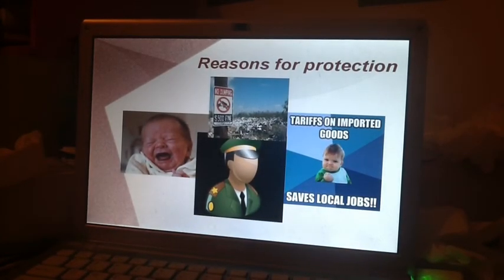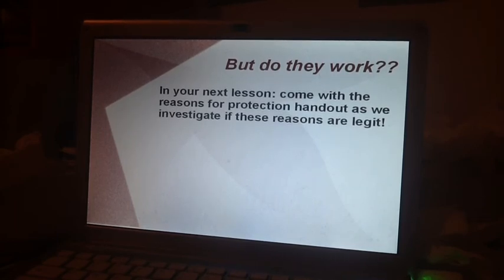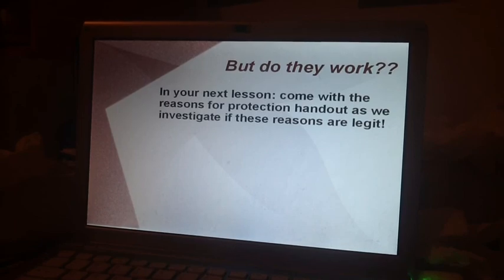And so there are many reasons why we should protect. Infant industry argument, defense argument, but do they actually work? Do these protections actually help the domestic industries to be more competitive? Do they actually save both the domestic industries and also protect the domestic economy? So next lesson I want you to bring out these handouts and your notes and we investigate if these reasons are actually legit.